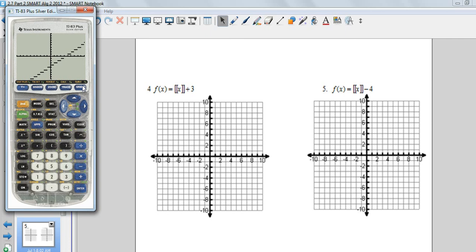So some of you might think this was shifted down 4, some of you might think this was shifted right 4. They're both correct. I want you to transfer what's on your calculator to what's on your paper. Okay, if you need to pause, go ahead, but I'm going to move on to the next problem.